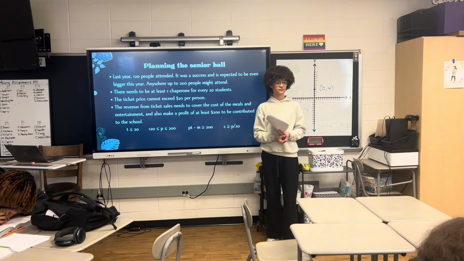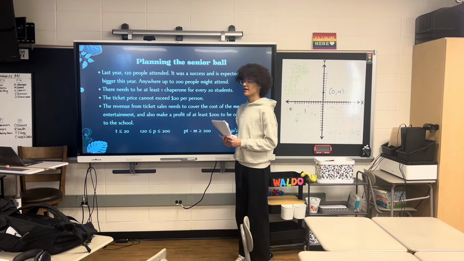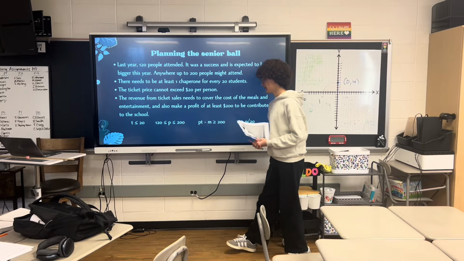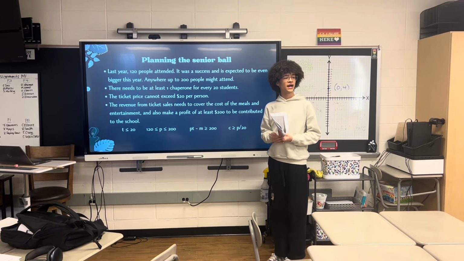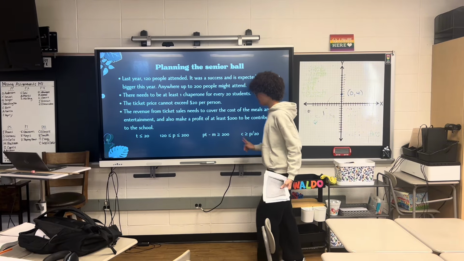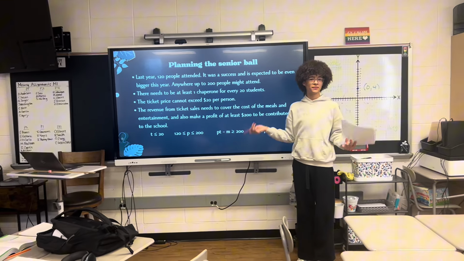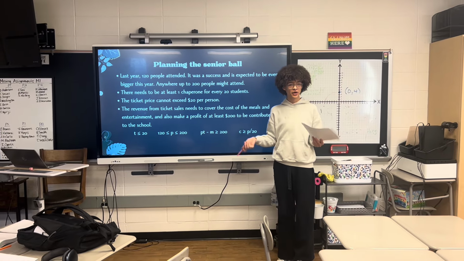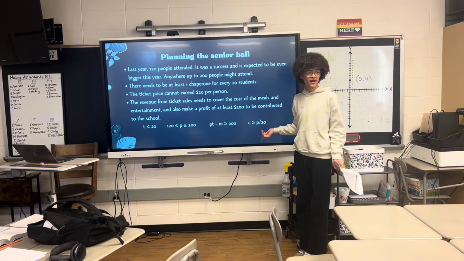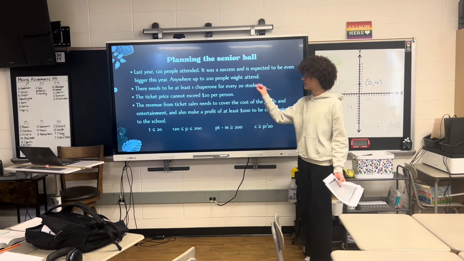So the next bullet point says there needs to be at least one chaperone for every 20 students. We've already knocked one out, so we know it can't be that inequality. If we look for the inequalities that have 20 in them, because it says one per every 20 students, we're left with this inequality and this inequality. Now it says for every 20 students, which means per every 20 students, and per means division. So only one of them has a divide symbol in it, and it's this one. So we know that this is the inequality that matches with this bullet point.